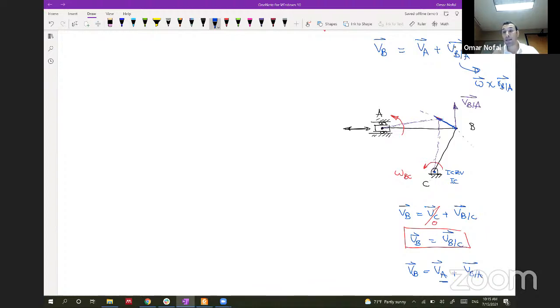And be careful in the exam when I ask you about VB or VB with respect to A or VB with respect to C, and you should be able to know the values of each one of these. Most of the problems will be given like omega BC, and from omega BC you can get VB, and once you get VB, you can get the VA and the omega of the other body. Does anybody have any questions? How can we identify the relative and the absolute velocity at B?